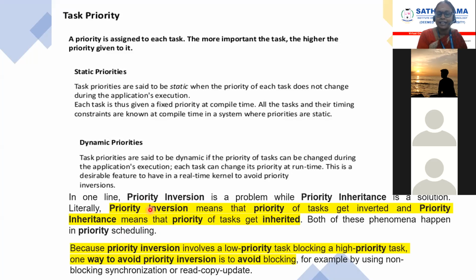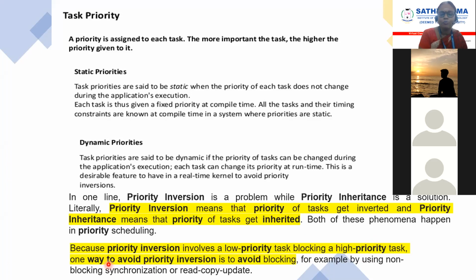Priority inheritance means the priority of the task gets inherited. You just kindly see this. Priority inversion means a low priority task is involved and blocking a high priority task. Are you clear? Low priority should be blocked and high priority should be involved. But here priority inversion means inverted, like 1 becomes 0 and 0 becomes 1. The same way, it involves a low priority task, but it blocks the high priority task.